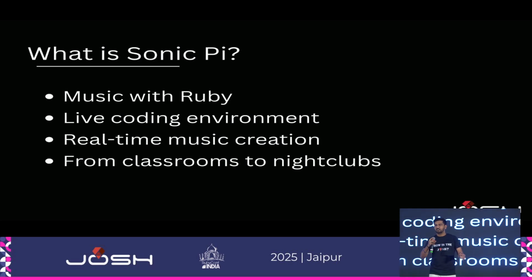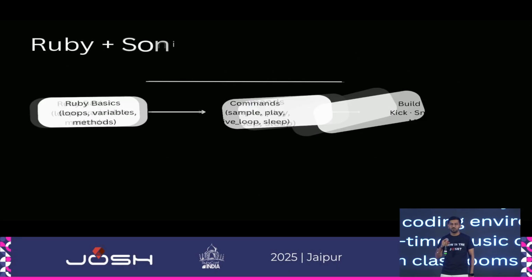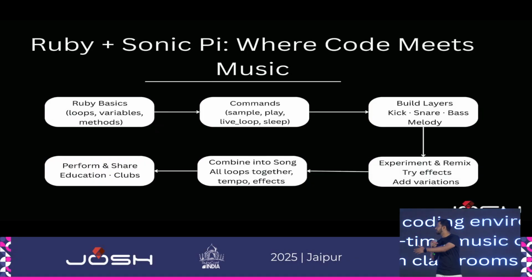So let's get started with what is Sonic Pi. Basically, Sonic Pi is an open source environment where we can code our basic Ruby. Sonic Pi also provides various functions, and it was initially used for teaching purposes, and then DJ artists use it for music and all that.